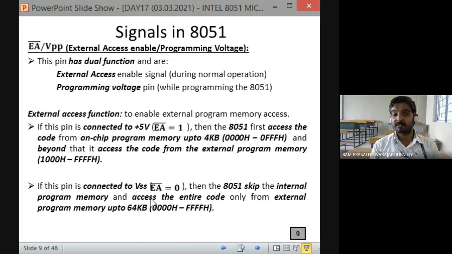At any point of time, your 8051 can access only 64 KB of program memory. Even though you can have 4 KB ROM internal and 64 KB ROM external, at any point of time, it can access only 64 KB. If the whole thing should be executed from the external memory, this pin must be connected to ground. That's all. That is the information I wanted to tell. Is it clear to everyone?